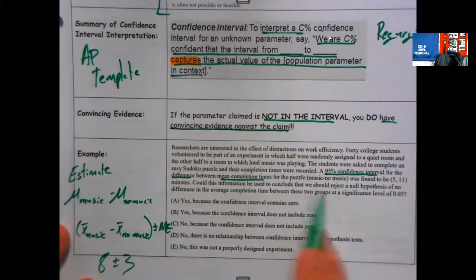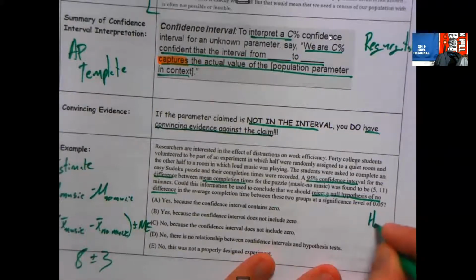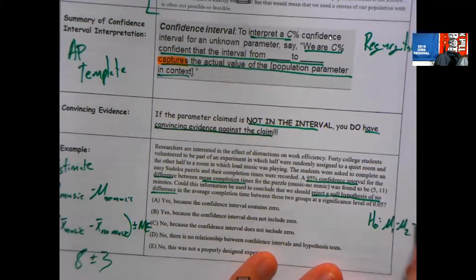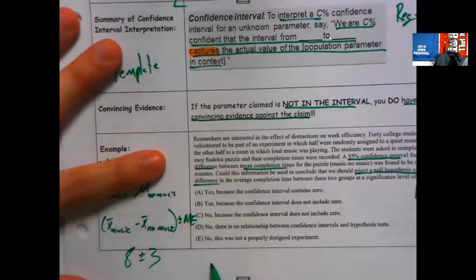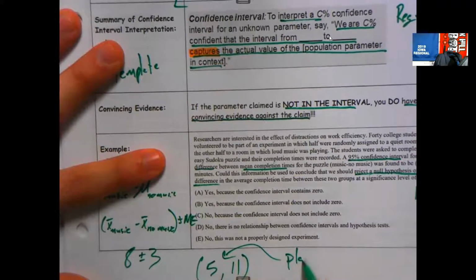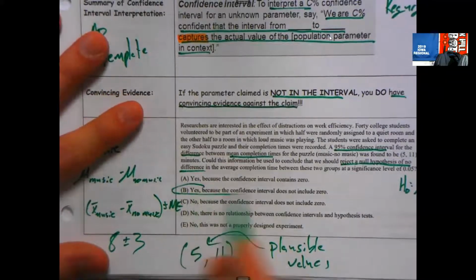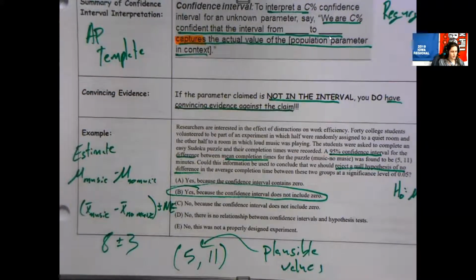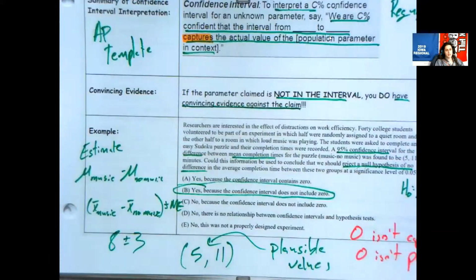Great. Can this be used to reject the null hypothesis of no difference? That would be a null hypothesis that mu1 minus mu2 equals 0. Is it plausible that the difference could be 0? Remember that word plausible. So 5 to 11, these are the plausible values. Is 0 in that? Because the interval doesn't contain 0, that's reason to suspect, I don't think that's right. 0 isn't a plausible value. It's not plausible that they could take on average the same amount of time, because 0 isn't in the range of plausible values. 0 isn't captured. All right, so 0 isn't captured, 0 isn't plausible.